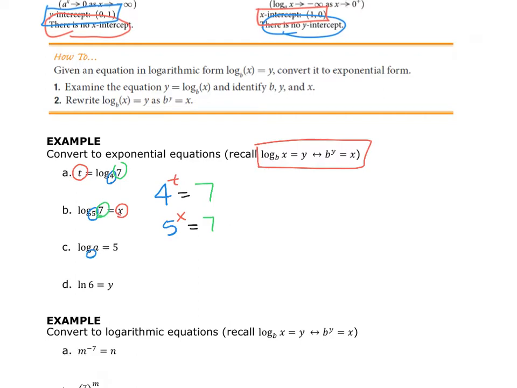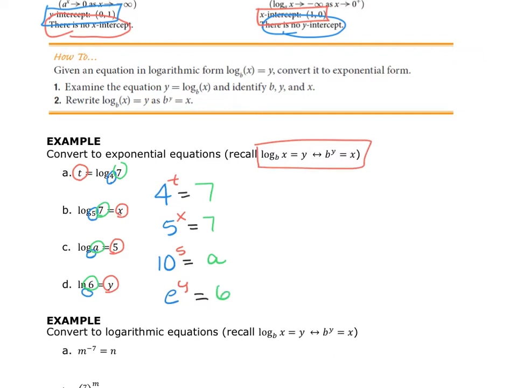Let's do this again. My base is missing, so it's the common log, so it's base 10. This is the exponent, and this is the answer. So it is 10 raised to the 5th is equal to A. Last one. This is my base, and it's a natural log, so it is E. This is my exponent, and this is my answer. So this is E raised to the y is equal to 6.